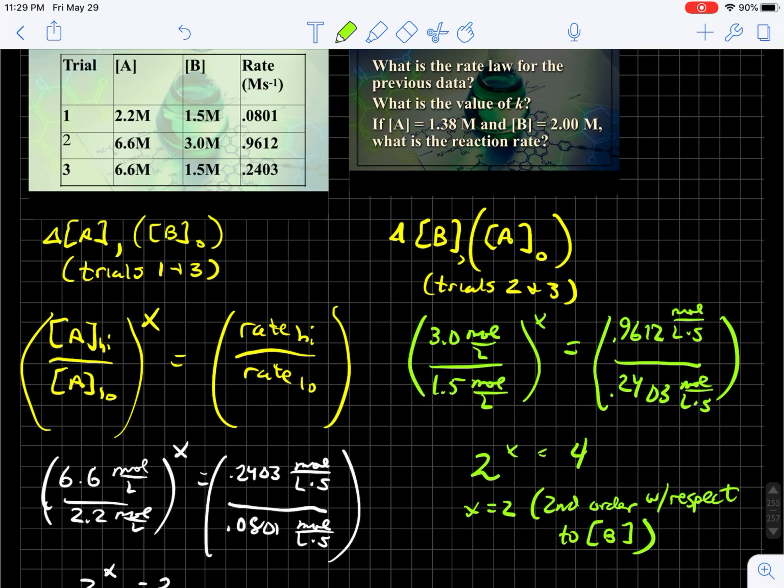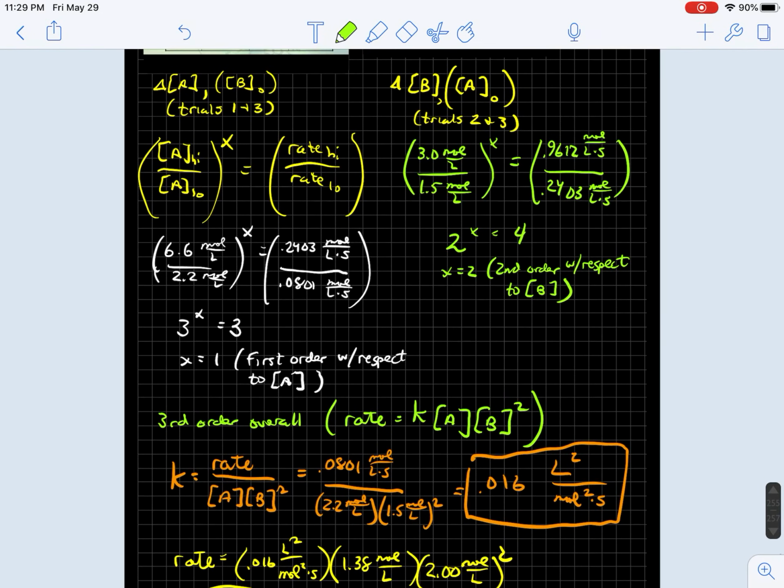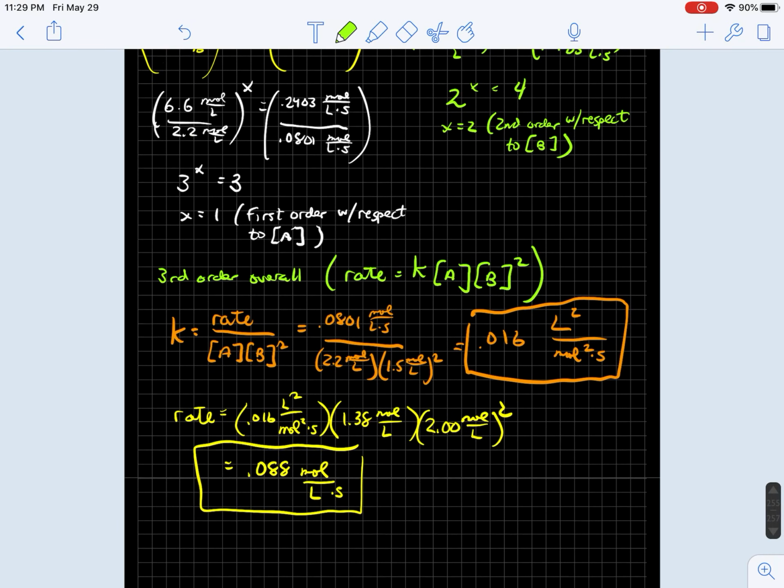B is held constant in trials 1 and 3. A is held constant in trials 2 and 3. So I do concentration high over concentration low, raised to the x is equal to rate high over rate low. Substitute in. Your work should look the same, right? And we are first order with respect to A, second order with respect to B, third order overall. So our rate law is K times A times B squared.